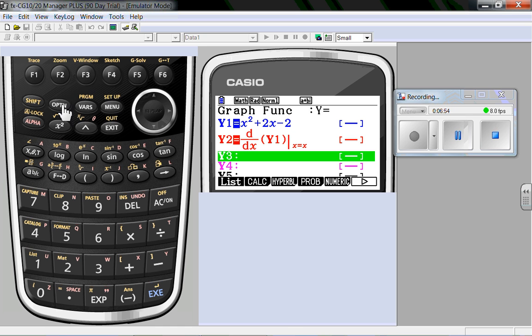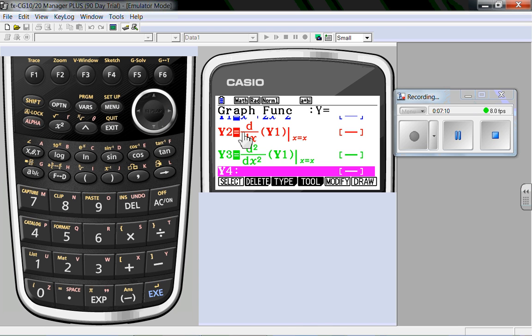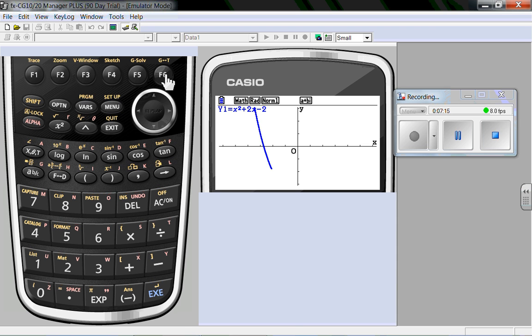I'm going to do a second derivative of that same function. So I can either take the derivative of the derivative, or I'm just going to take the second derivative of the first function, which is y1, evaluated at every value of x. Execute. I've got 3 different colors for the 3 different functions. So let me go ahead and draw my original function, first derivative and second derivative.